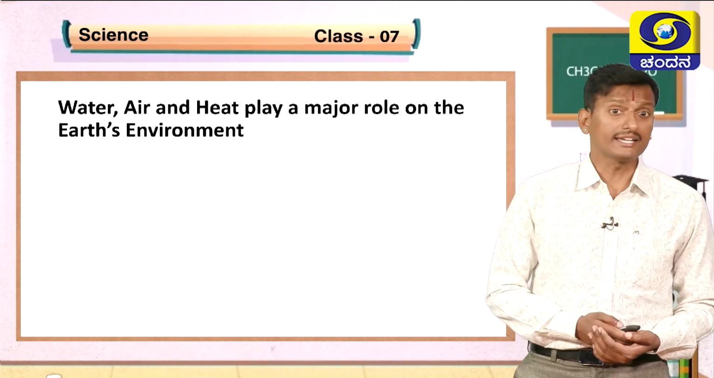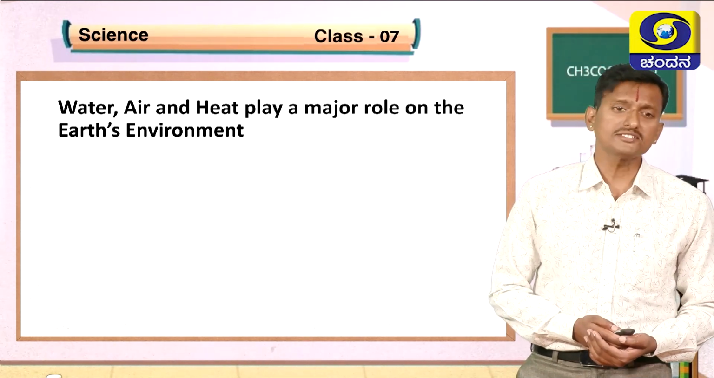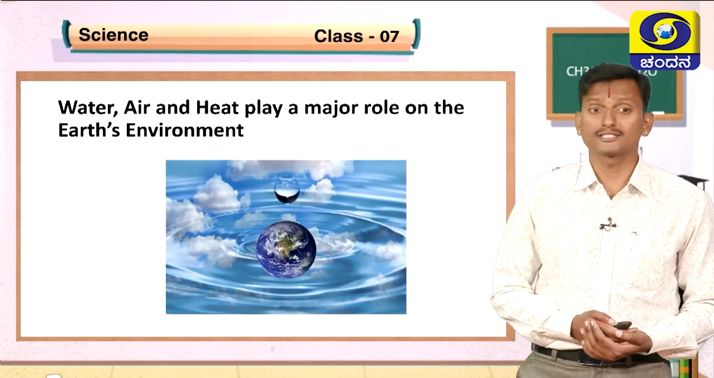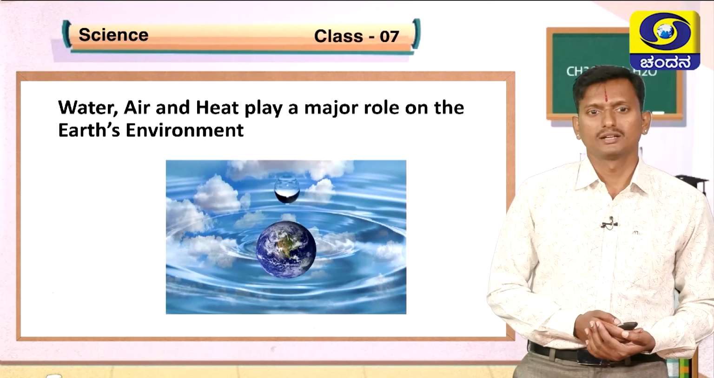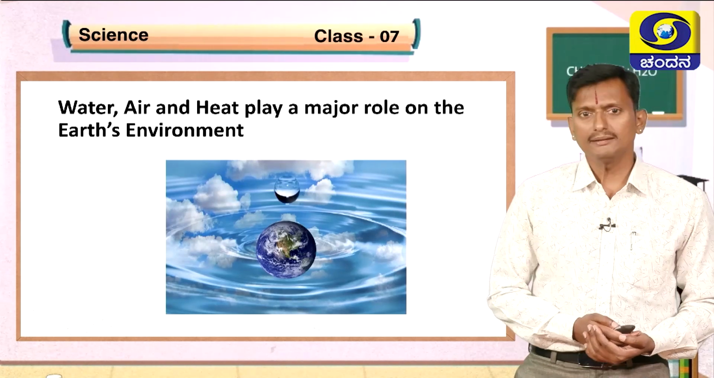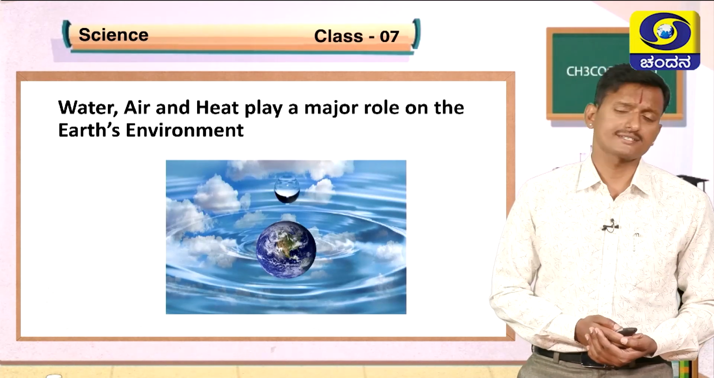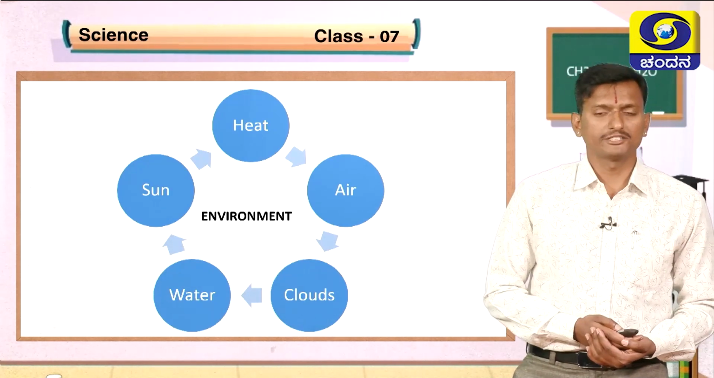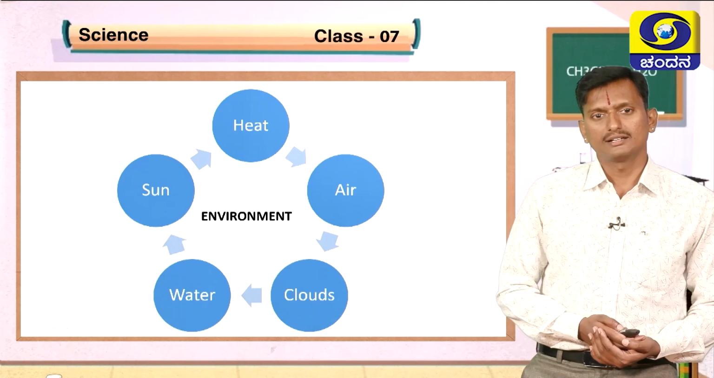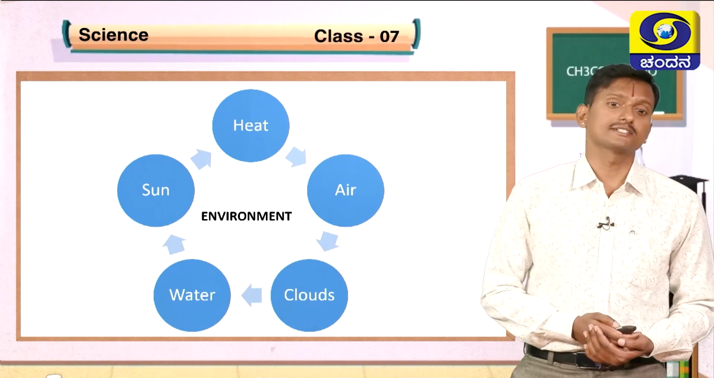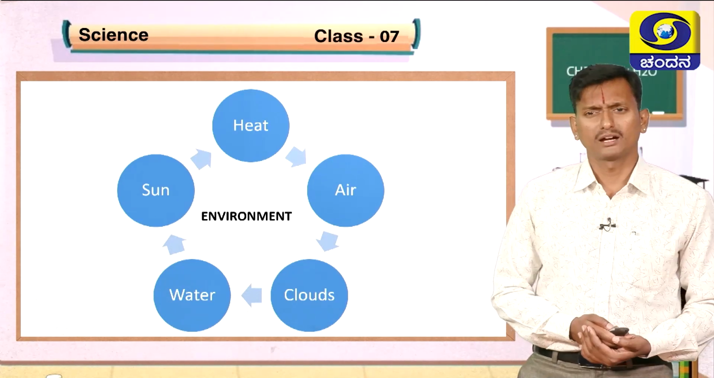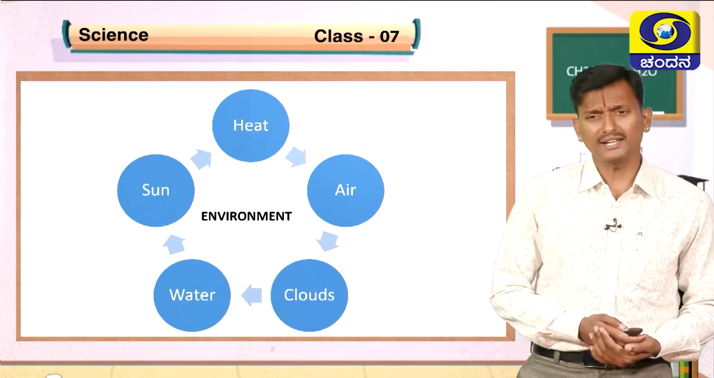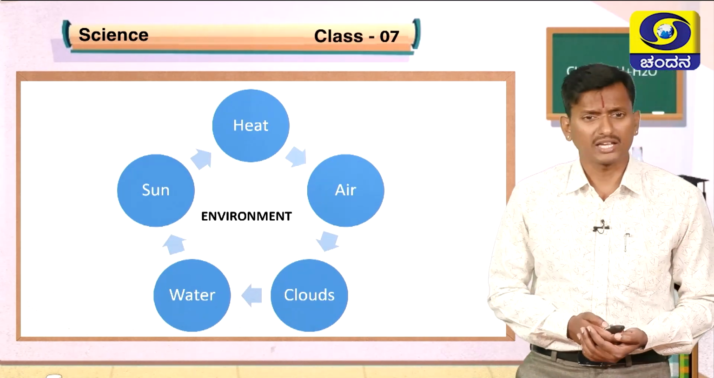Water, air and heat play a major role in the Earth's environment. See here, you are seeing water, the air around the atmosphere, and also heat from the sun, which play a major role in this Earth's environment. The environment includes the sun. From the sun we get heat. By this heat, air gets heated, it forms clouds, clouds create water. Once again the water is evaporated by the sun. Like this, a continuous cycle is going on in this environment.